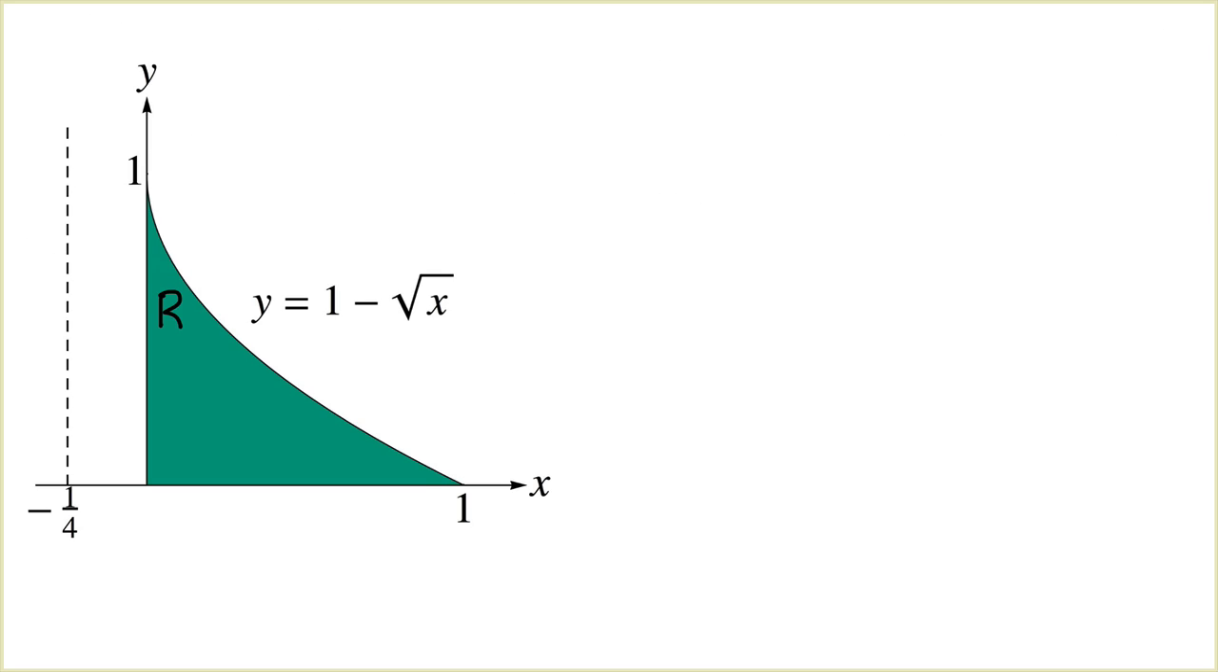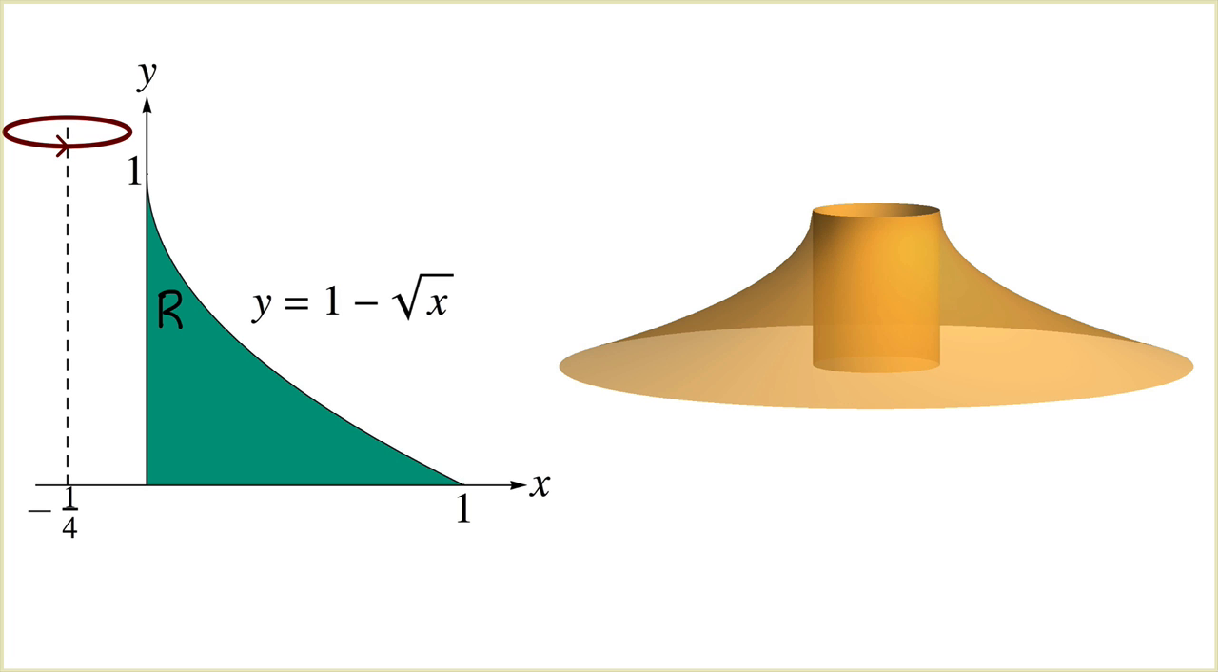Here's a graph of the region R that's bounded by the x-axis, the y-axis, and the curve y equal 1 minus square root of x. And suppose we revolve this region about the vertical line x equal negative 1/4. When we do this, we obtain the following solid that's bounded in between this surface and the inner cylinder.